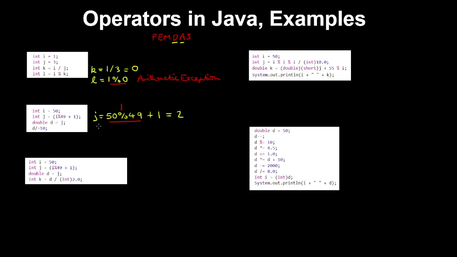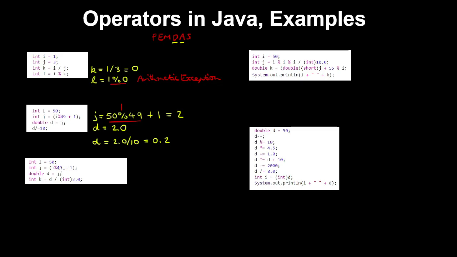Now d is a double, which is assigned the value of j, so j automatically gets widened or cast to a double. And d divided by equals 10 will divide 2.0 by 10 and then assign it to d. So that would give 0.2.